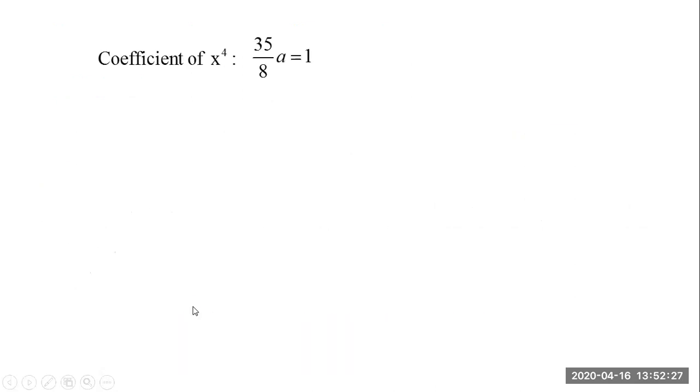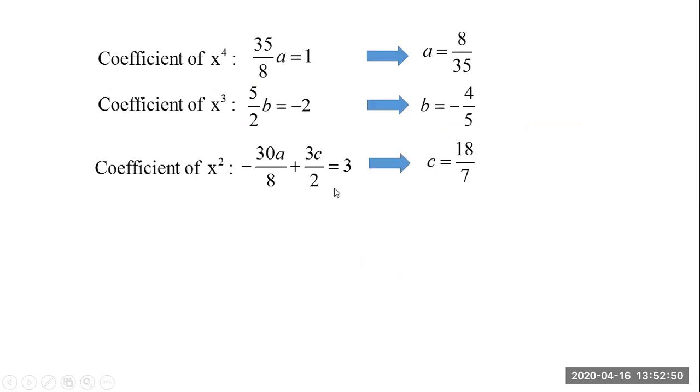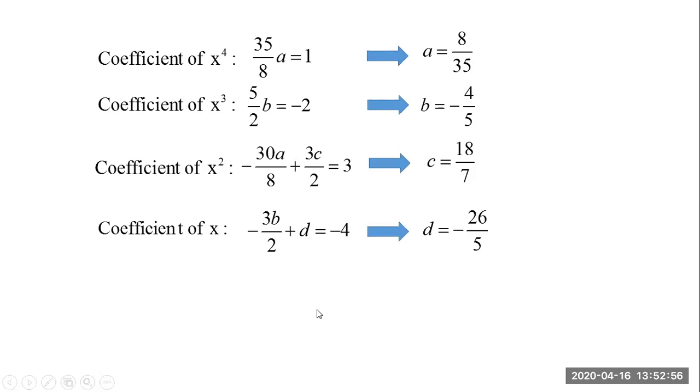Equating the coefficient of x power 4 on both sides, we get a as 8 by 35. Equate the coefficient of x cube on both sides, we get b as minus 4 by 5. The coefficient of x square is minus 30a by 8 plus 3c by 2. Here substitute a as 8 by 35 and simplify. You get c as 18 by 7. Similarly, we get d as minus 26 by 5.